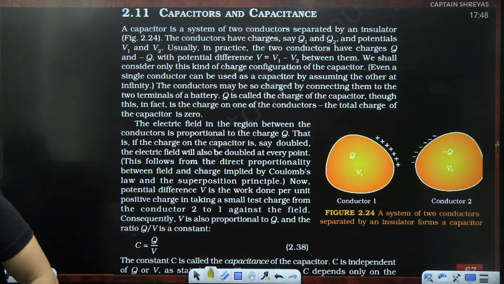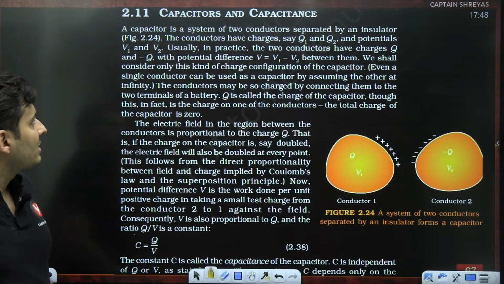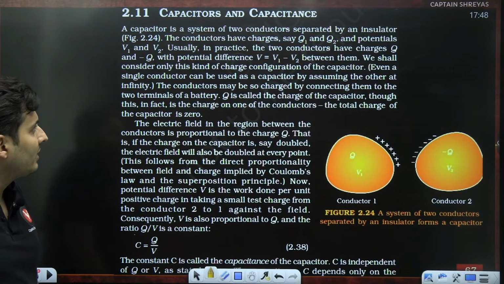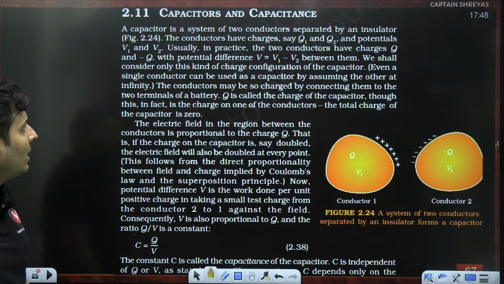Now, what is a capacitor and capacitance? Basically, a capacitor is a system of two conductors separated by an insulating medium, and conductors having charges q1, q2 and potentials v1, v2. Usually in practice, we take q1 as minus q, potential difference v. We shall consider only this kind of charge configuration. Even a single conductor can be used as a capacitor, with the other at infinity. Conductors may also be charged by connecting them to two terminals of a battery. Q is the charge on the capacitor, and in fact, the charge on one of the conductors is Q; the total charge of the capacitor is 0.